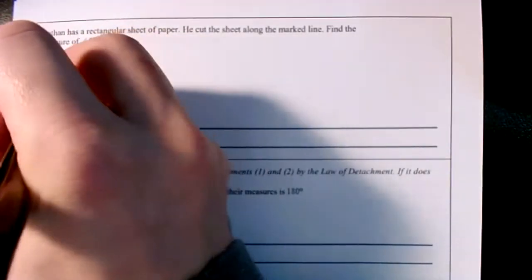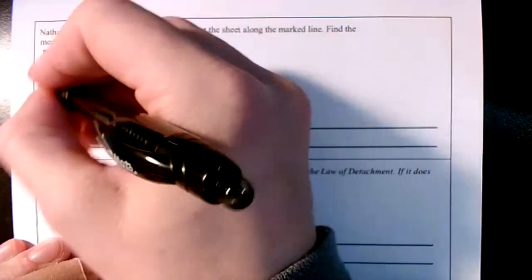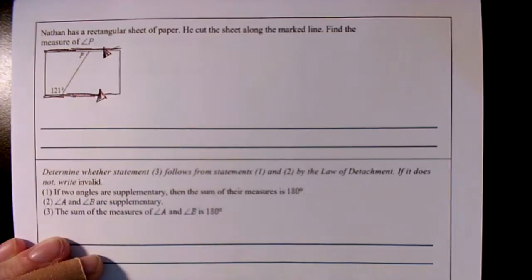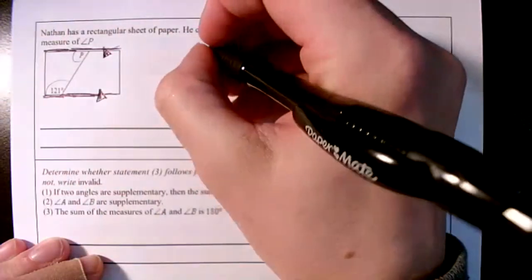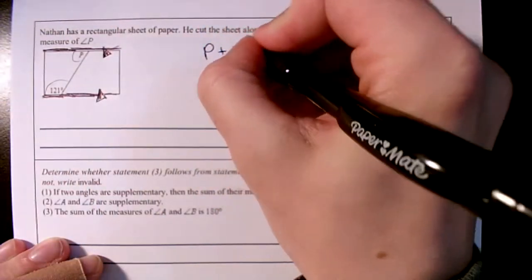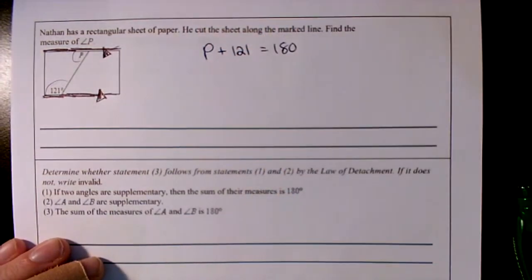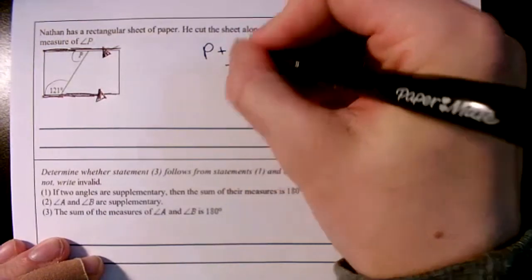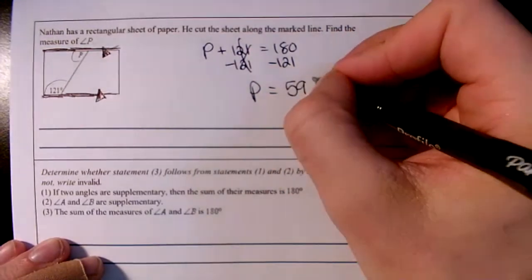These angles live inside the parallel lines. These angles are on the same side of the cut, and that cut would be the transversal, which means these are consecutive interior angles, which means they add up to 180. Minus 121, minus 121, P equals 59. So 59 degrees.